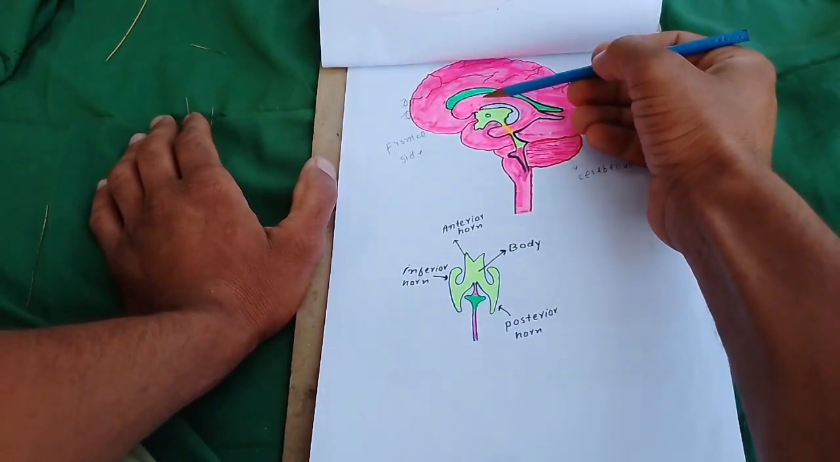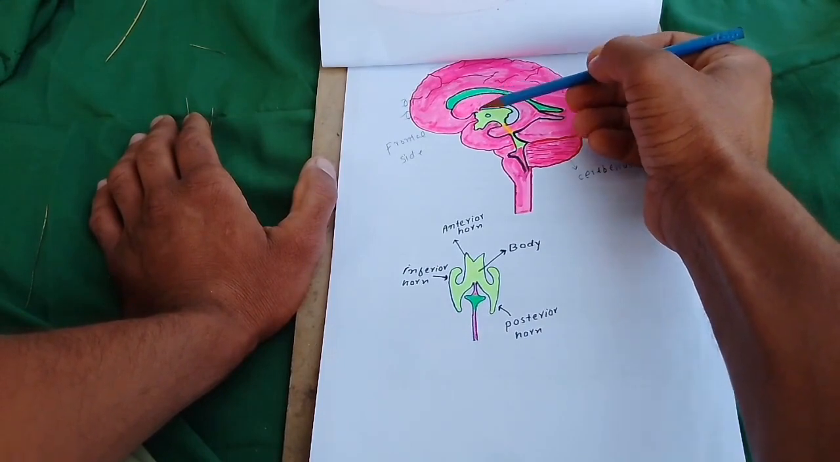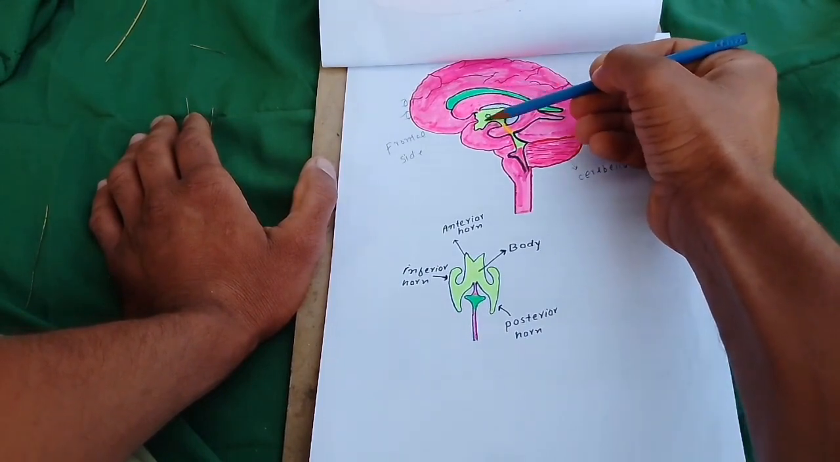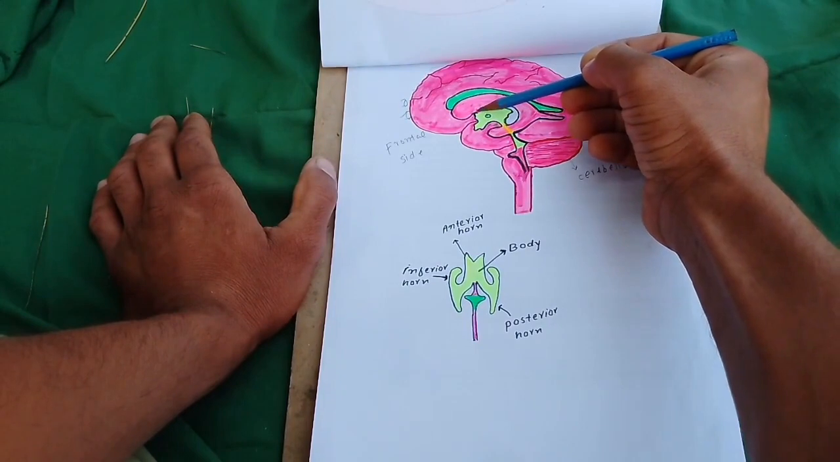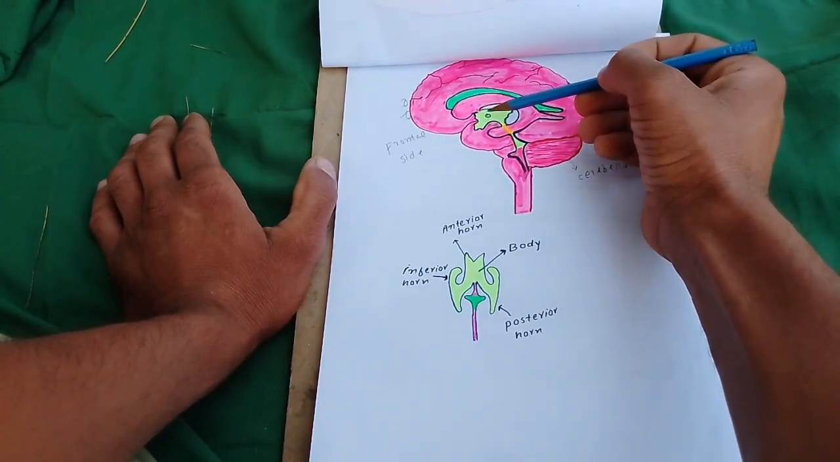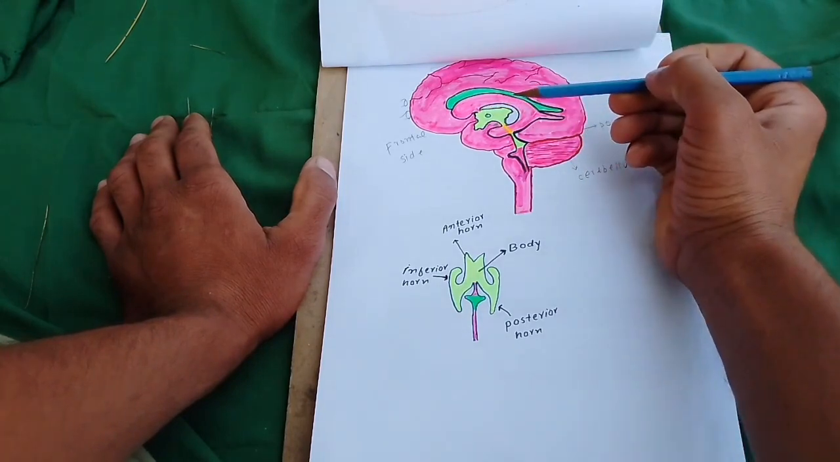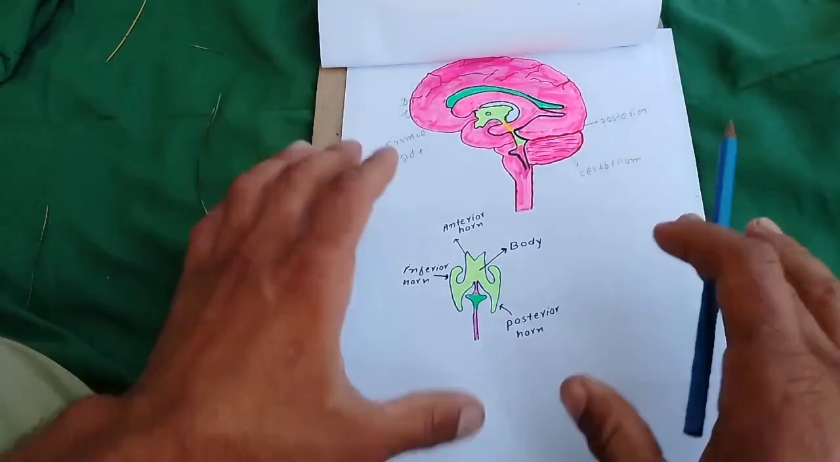The lateral ventricle communicates with the third ventricle. This is the third ventricle, with a specific foramen. This foramen is called the foramen of Monro, or interventricular foramen.